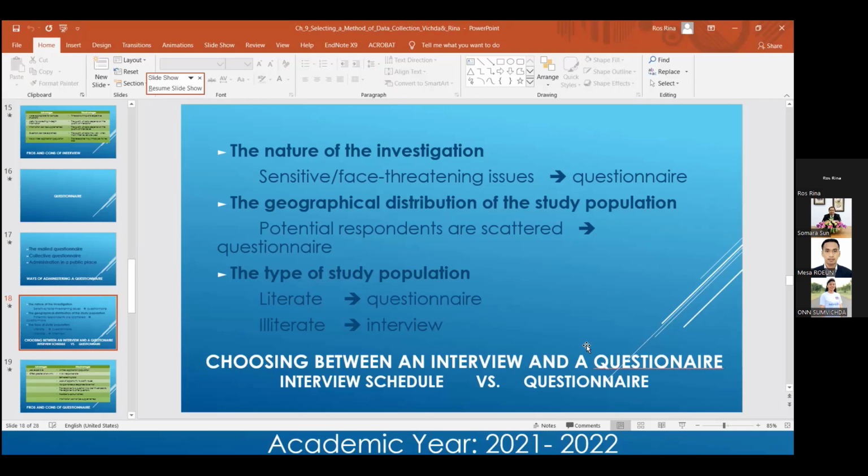And the last one is about the type of study population. In this one, we have two: literate and illiterate. For very young people, for old people, and for someone who is uneducated, maybe it's hard to do the questionnaire because they cannot read or they cannot see. Maybe for old people the eyes are not good enough to look at the paper. So we better use an interview. But for people who are educated, for the young, who can read, we use the questionnaire to collect the information.